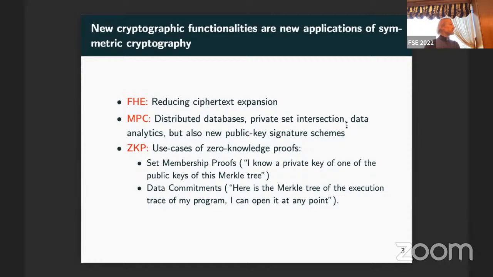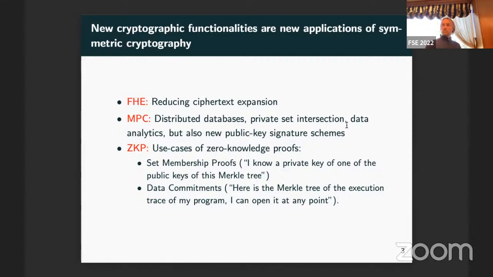And the purpose of my talk here is to give you a bit of an overview of new applications of symmetric cryptography that have developed and are developing in the last 5+ years. In particular, I will focus on three different new cryptographic functionalities, let's say, that in turn give rise to new use cases of crypto and also new demands for symmetric crypto. One of them is in the area of homomorphic encryption. I'm singling out one use case there, a very generic one, namely the task of reducing the almost inherent ciphertext expansion we have in these schemes.